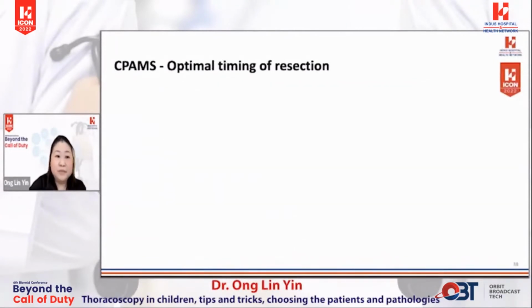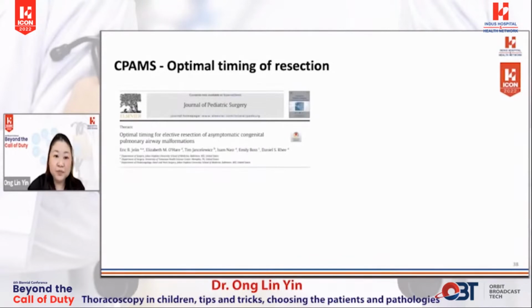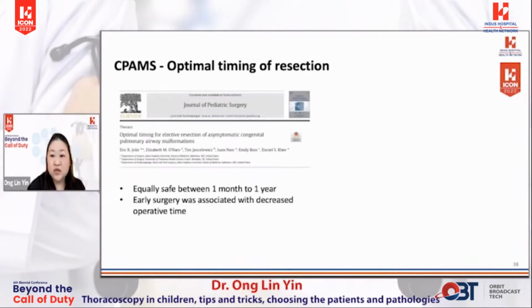We now move on to CPAMs, congenital pulmonary airway malformations. There's been significant differences in management on both sides of the ocean. The Americans tend to evaluate and operate early, and they claim that surgery is equally safe between 1 month to 1 year, and early surgery is associated with decreased operative time.